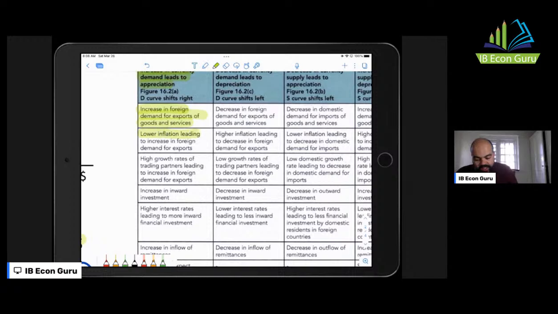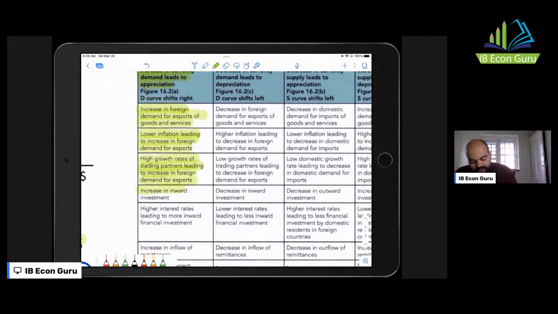Lower inflation leading to an increase in foreign demand for exports. Maybe the United States has a lower inflation rate than the Eurozone countries. So Eurozone residents are buying more American goods because they're cheaper. Higher growth rates of trading partners also lead to an increase in demand for exports. If there's a high growth rate in the Eurozone area, okay, more Eurozone residents will see a rise in incomes, and naturally they will buy more of everything, including imports from the United States.